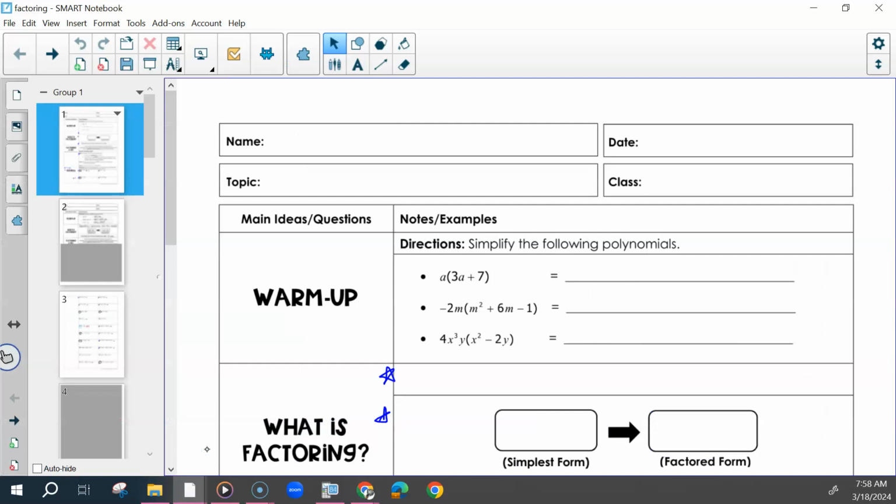Take out your factoring notes and go to the second page.